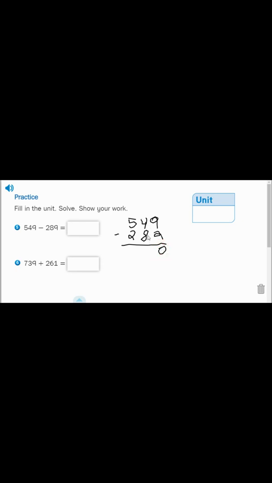4 minus 8, there's that bottom bigger borrow thing. So I have to come over here, grab a group from there. Remember, we're grabbing a group of 100 in this case, and we're putting it at the tens. But really, you're just grabbing a group of 10, so that now becomes 14. 14 minus 8 is 6. And 4 minus 2 is 2. So our answer is 260. Write that in our box over here.